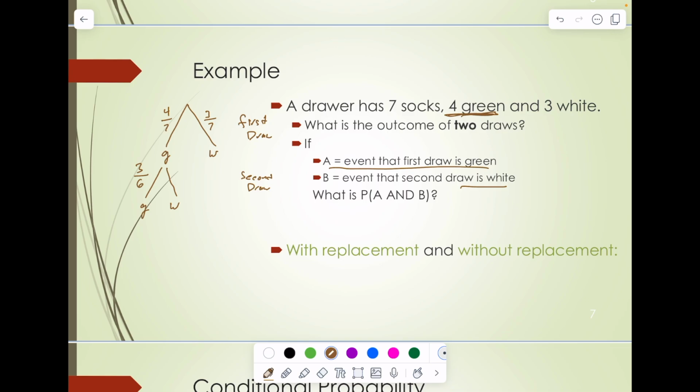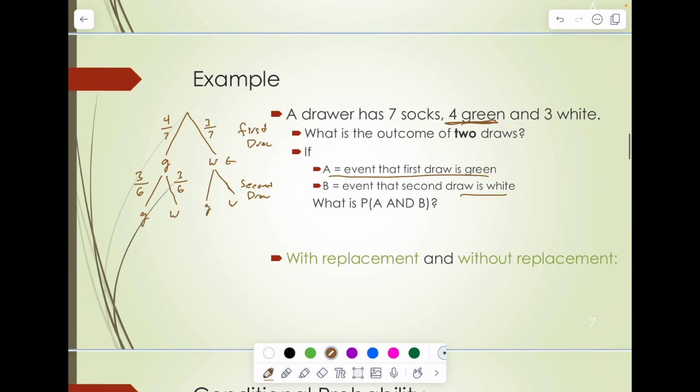And then for white socks, there are still 3 white socks, but there's really only 6 socks total. So there's that probability. If a white sock was drawn first, I still have the option of getting a green sock or a white sock. Now, if a white sock was chosen at the first stage, there are now only 2 white socks and 6 socks total. And there are 4 green socks. And so the probability of my second draw getting a green sock is going to be 4 out of 6. And the probability of getting a white sock is now going to be 2 out of 6.